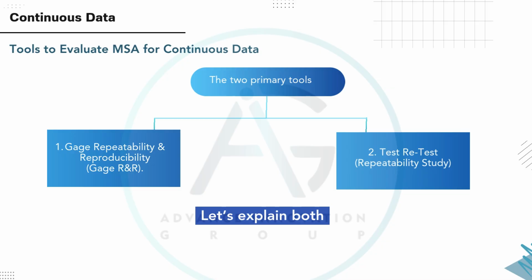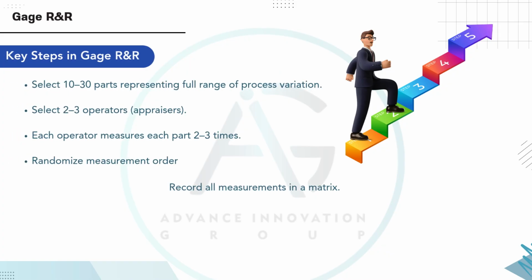Let's now take a closer look at both tools to understand how and when to use them. Now let's walk through the key steps involved in conducting a gauge repeatability and reproducibility Gage R&R study. The first step is to select 10 to 30 parts that represent the full range of variation we typically see in the process.